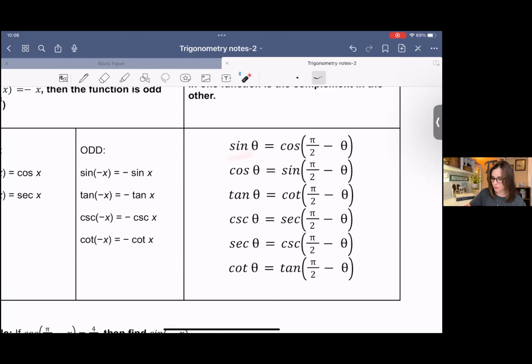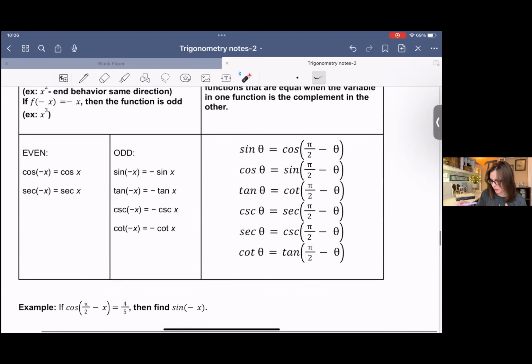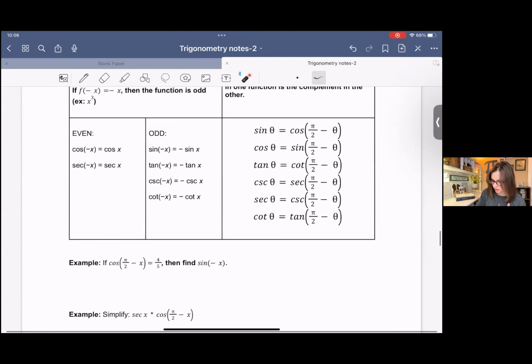Sine theta equals cosine of pi over 2 minus theta. This is basically like complementary angles. So the sine of an angle is equal to the cosine of the complementary angle, since pi over 2 is 90. If I'm losing you there, don't worry about it. These are the identities. We will use them in a second, and you'll start to see where they come into play. All right, here we go.